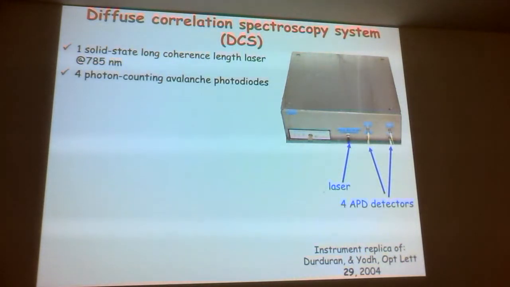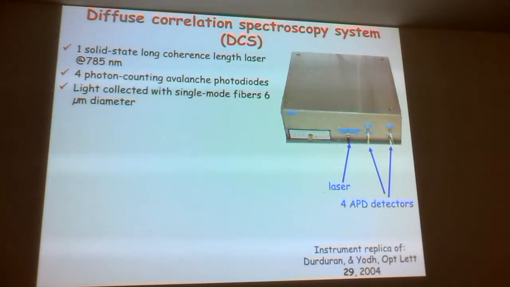We use these photon counting avalanche photodiodes, which is a really good match. A disadvantage of a photon counting avalanche photodiode is it has a very small active area, but our detector is a single mode fiber. So, that works really well for us.